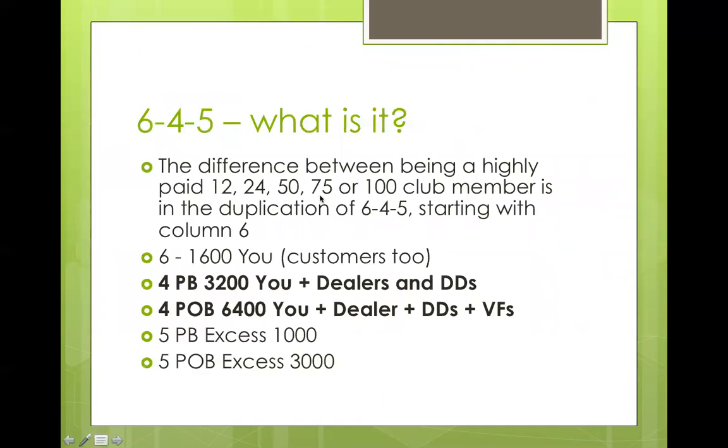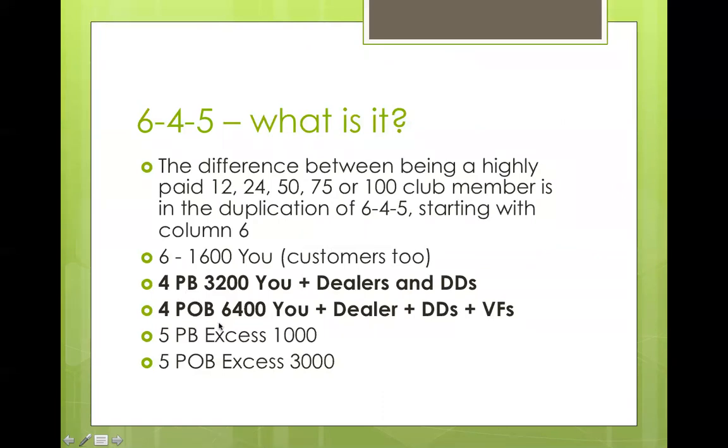Then the next one is column 4. So for column 6, you want 1,600 for you and your customers. For column 4, you want PB to be 3,200. That's you plus your dealers and your DDs. 3,200 is just double 1,600.